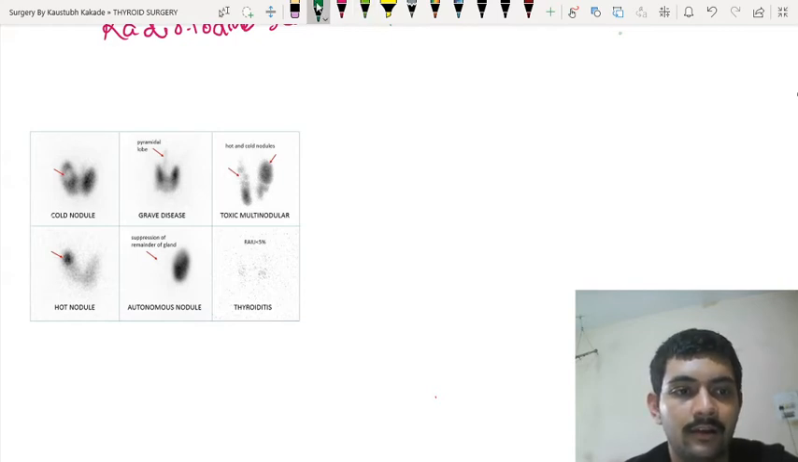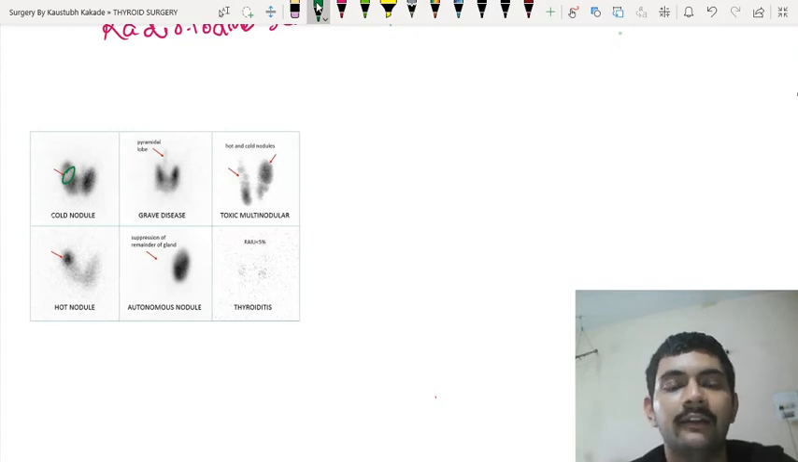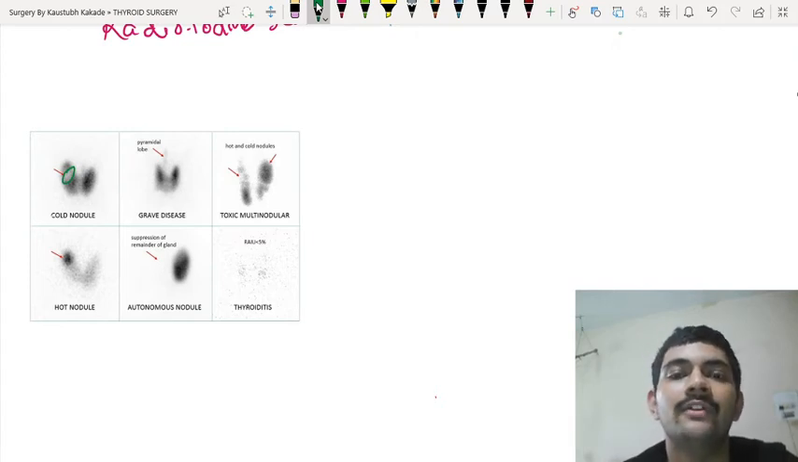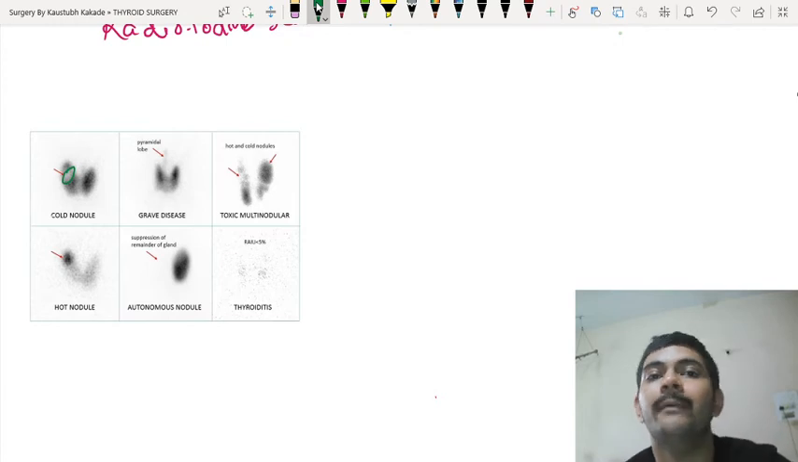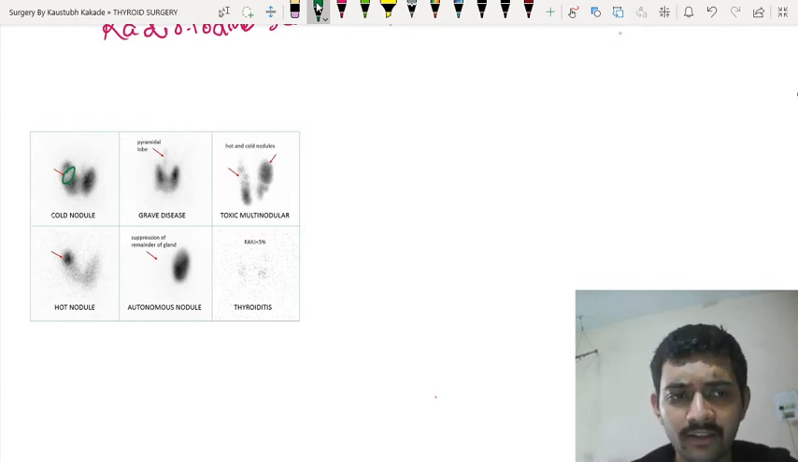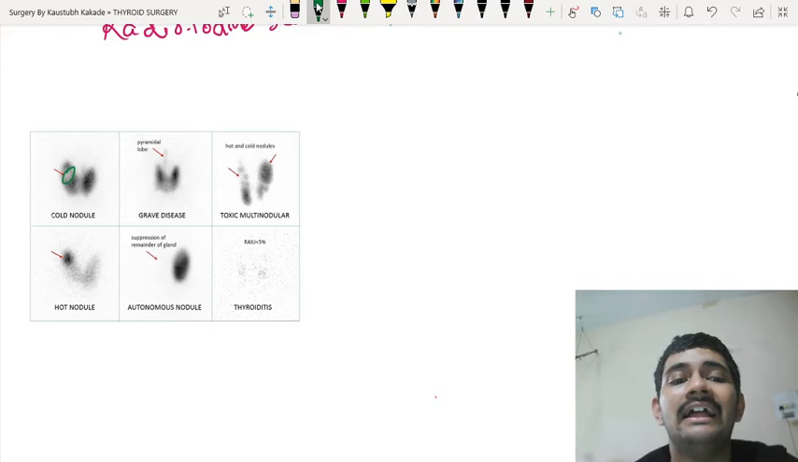Now just pay attention over here. This is a nodule which you are clinically suspecting. Clinically, you will identify which part of the thyroid the nodule is in, and that has to be studied in comparison to the normal other parenchyma of the thyroid. Like this, suppose there was a right upper lobe nodule. In this case, you can see there is a right upper lobe nodule.